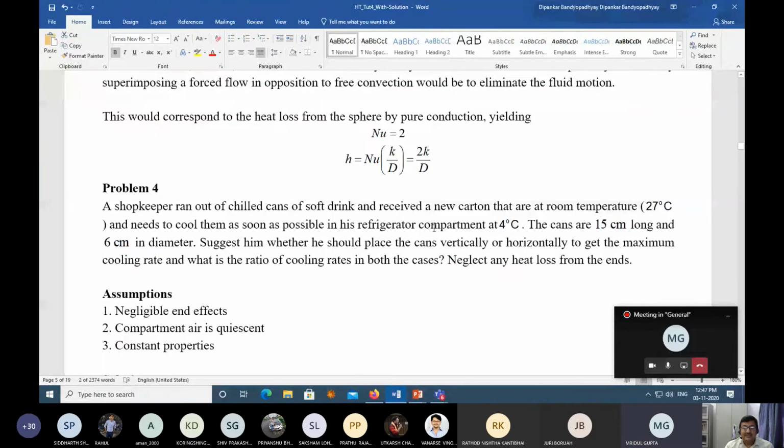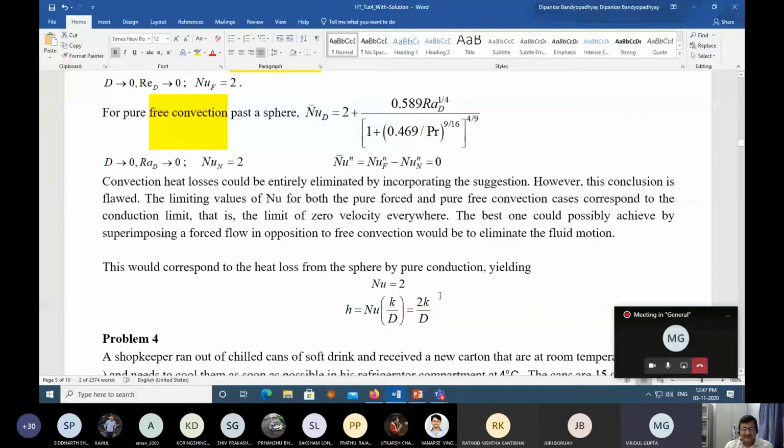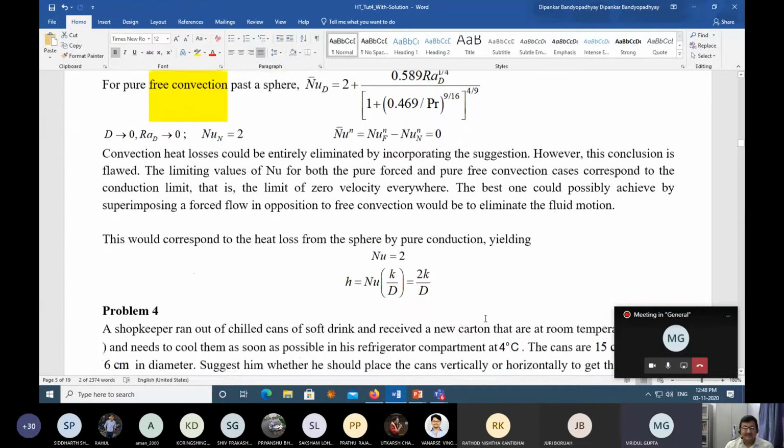I am sorry. K will be the thermal conductivity of the air. You are correct. Yes, sir. K is the thermal conductivity of the air, but D will be the diameter of the ball. I am extremely sorry. Okay. Yes, okay, sir. Thank you.